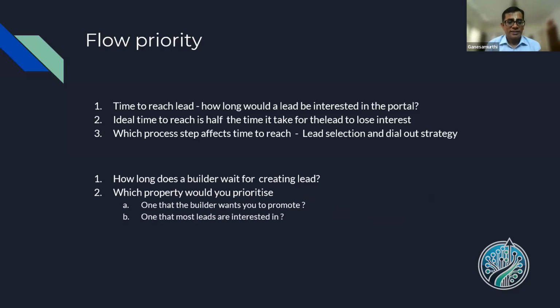Which properties would you prioritize? And this is another one. Would you prioritize the builder's need, or would you prioritize what the leads need? How would you approach this? These are questions to be answered. Otherwise, you can't solve the problem. I think whatever the customer says. Who's the customer? The builder. Yes. You will prioritize the builder, but in a way that it meets the leads' requirement.